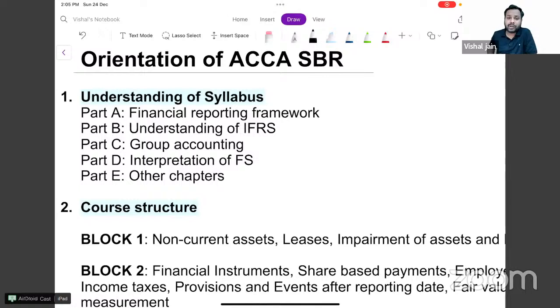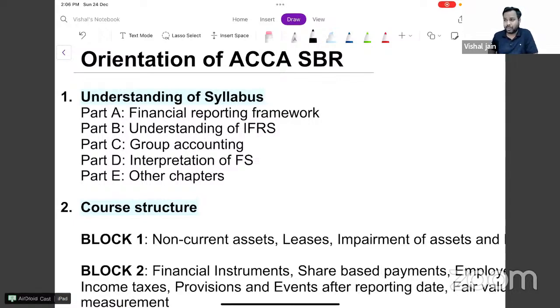Further, they also want you to know the ethical practices in accounting standards, or the ethical practices which a professional accountant is supposed to follow. Further, they want you to identify if any wrong accounting treatment is given, and suggest the correct accounting treatment. All those things are expected from you in part B, understanding of IFRS.